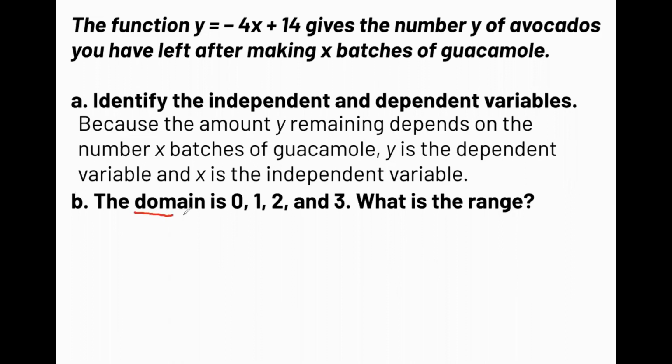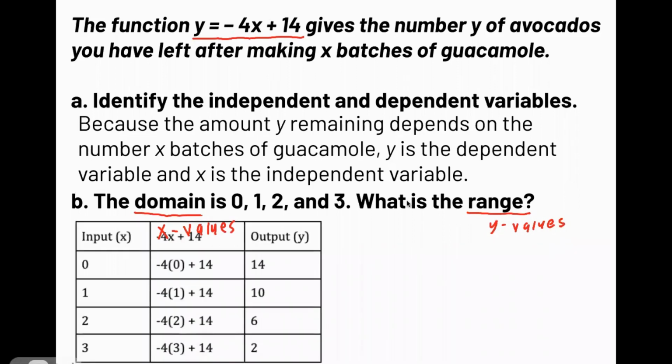Remember, the domain is just your x values in your function, and you're already given your function right here, y equals negative 4x plus 14. Your range is just going to be your output or your y values. So all you have to do is substitute your domain values as your x and find your y. So if you were to input 0, that would be negative 4 times 0, which is just 0 plus 14, and your output would be 14.